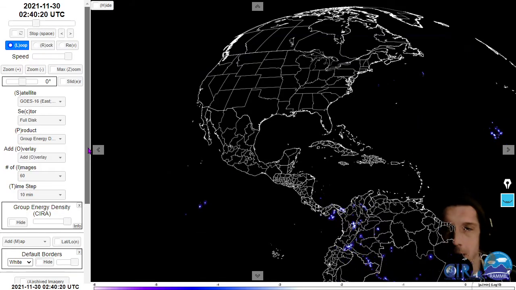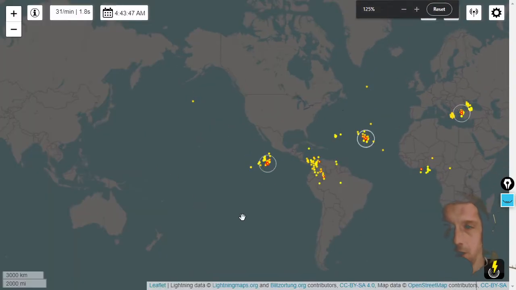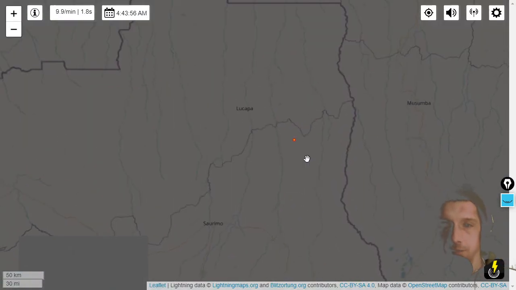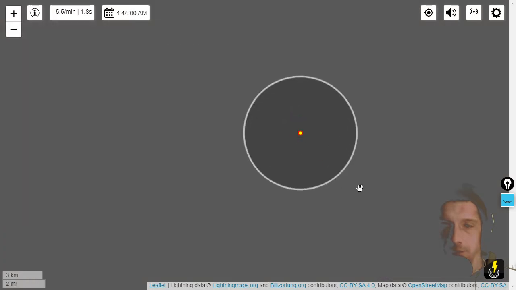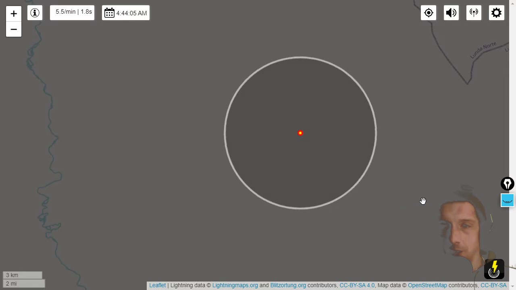Here's your NASA GOES lightning mapper. No terrestrial lightning in the U.S. at the moment. Here's a real-time lightning map from lightningmaps.org. It's spectacular. And we just caught an errant bolt in south-central Africa here. Just one lightning bolt there. And we caught it in time to catch the propagation of the likely thunderclap.